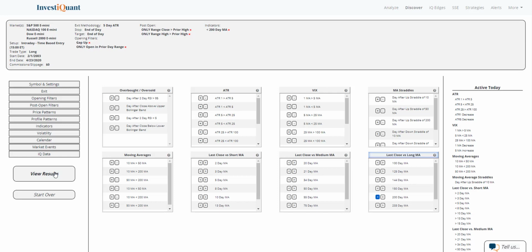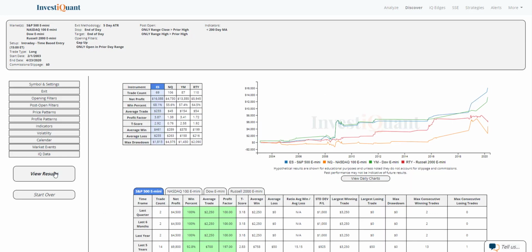And then view results. These are the results for that pattern, and you can see the ES has held up pretty well in that pattern. If trading above the prior high at 3 p.m., it has favored the long side. NASDAQ just slightly favored, but this one is not applicable for today since it is not below the 200-day moving average. YM and Russell both confirm the ES with a bullish bias there historically. So that is if trading above yesterday's high at 3 p.m. Eastern time.